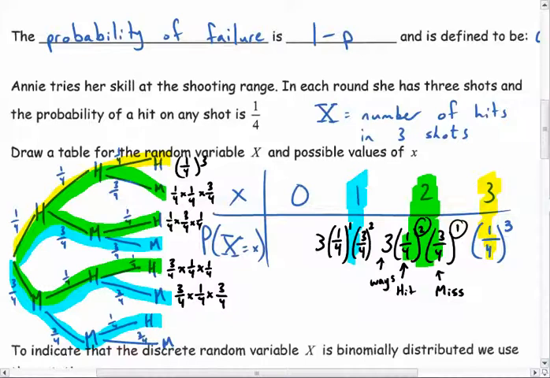Do you see how the binomial theorem is coming out here? And how it makes sense? So then what do you think for 0? Yeah, you're having 3/4. That's a miss. And that has to happen 3 times, the power of 3. And there's only one way that we can do that, which is the very bottom of the tree. 3/4, 3/4, 3/4.